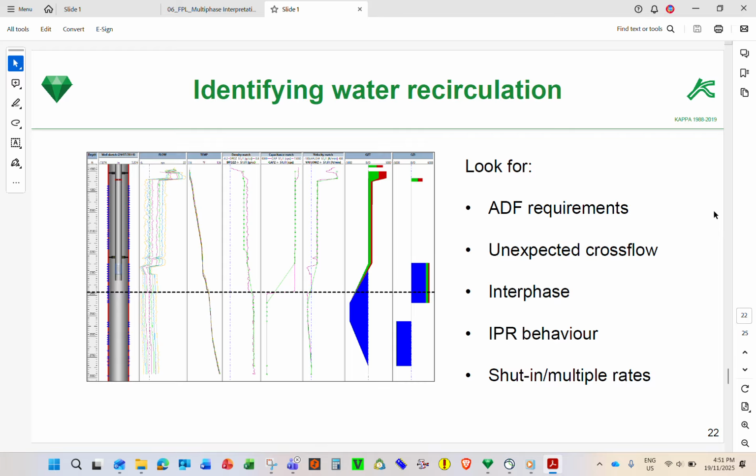So how do we look at whether it's ADF or not? We need to look at other rates, other surveys, look at your RBR, and try to make sense of it. If the water is moving back down here, I would expect the water level to be at the bottom, because you have all water up to here. If water is pushing back into the bottom, then the water level should drop.